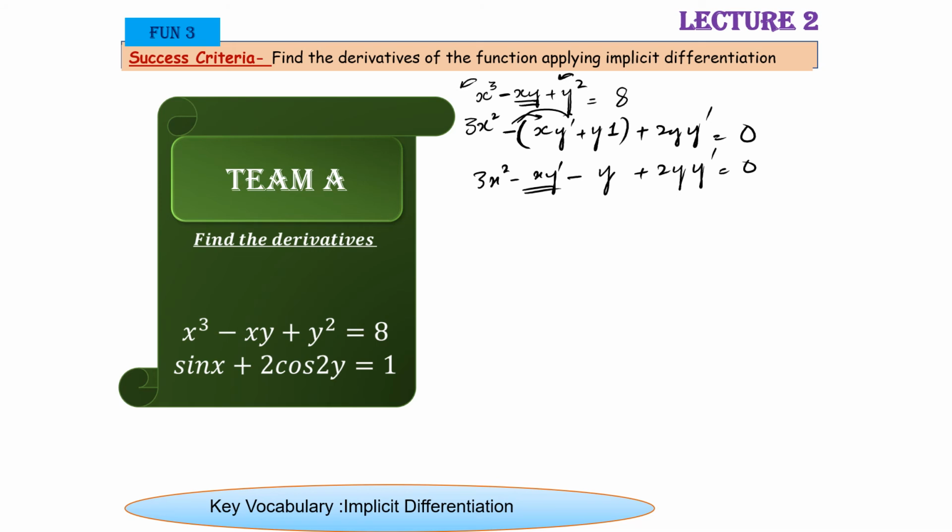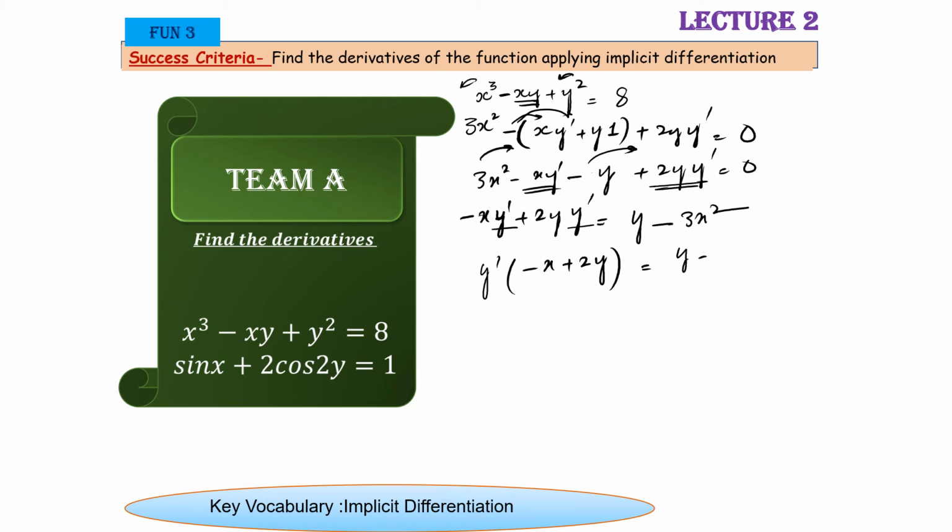Now keep all the terms with the y prime on the same side, that means the left hand side, plus 2y y prime, and the other terms bring it on the other side. So we will get y, minus y goes on the other side, it becomes y, and the 3x square on the other side, you will get negative 3x square. Now take the y prime common. We will get minus x plus 2y, or 2y minus x, same thing, y minus 3x square. Divide both sides by minus x plus 2y, so that will be our final answer.